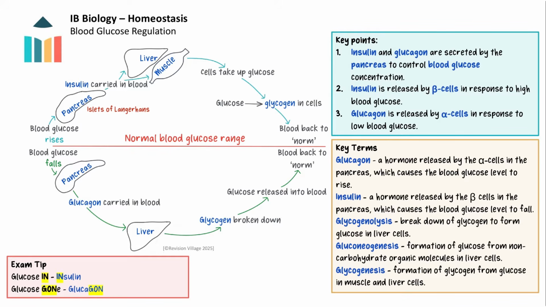The liver and muscle cells take up the glucose and convert it to glycogen to store it, a process known as glycogenesis, the formation of glycogen. Glycogen is a large polysaccharide which is insoluble and unreactive, so will just sit inside the cell until it is needed. This uptake of glucose by the cells then brings the blood glucose back within the preset range.